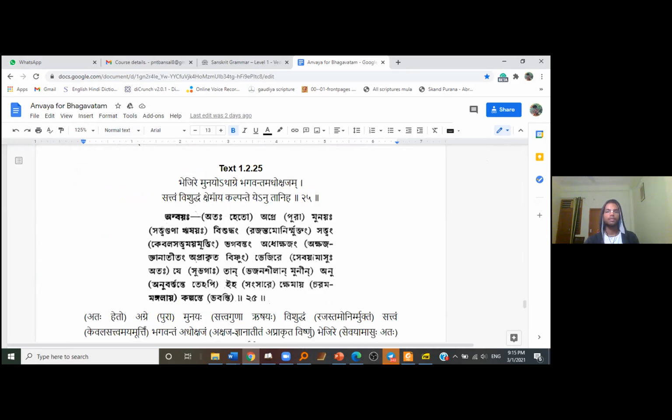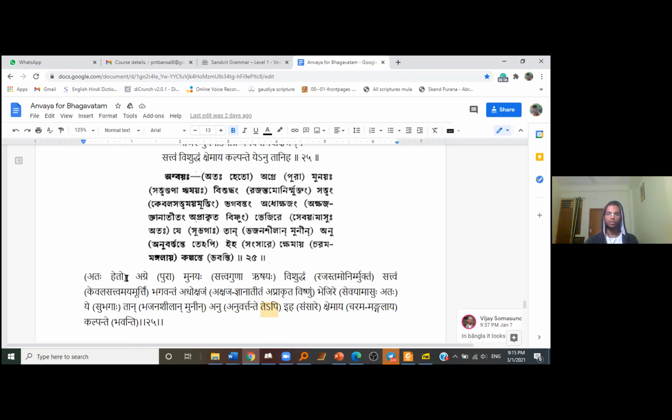Om Namo Bhagavate Vasudevaya. Bhejire Munayothagre Bhagavantamadhokshajam Sattvam Vishuddham Kshemaya Kalpante Yenu Taniha. Ataha Hetuho Agre Pura Munayah. Sattva Rishayah Vishuddham Rajas Tamah, Rajas Tamo Tathayo Sa Ramah Adarama Gopaluru Nityam Nirmuktam.